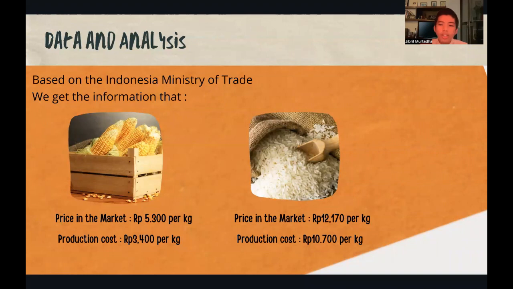Based on the Indonesia Ministry of Trade, we get information that the market price for corn is 5,300 per kilogram, and the production cost is 3,400 per kilogram. For rice, the market price is 12,170 per kilogram, and the production cost of rice is 10,700 per kilogram.